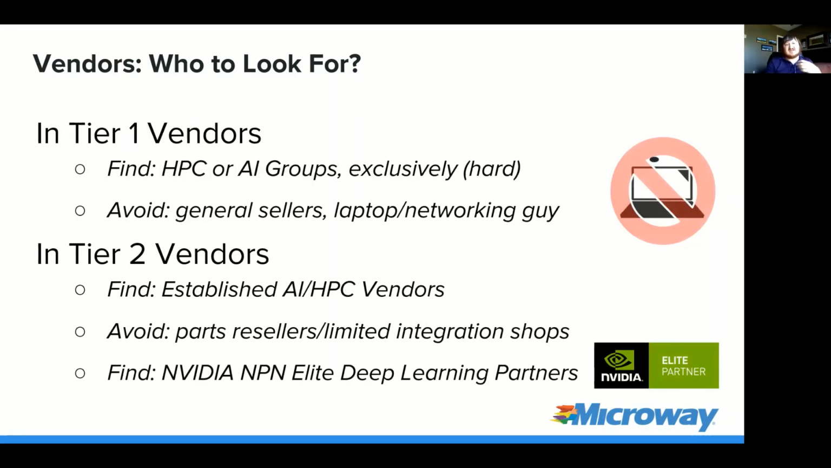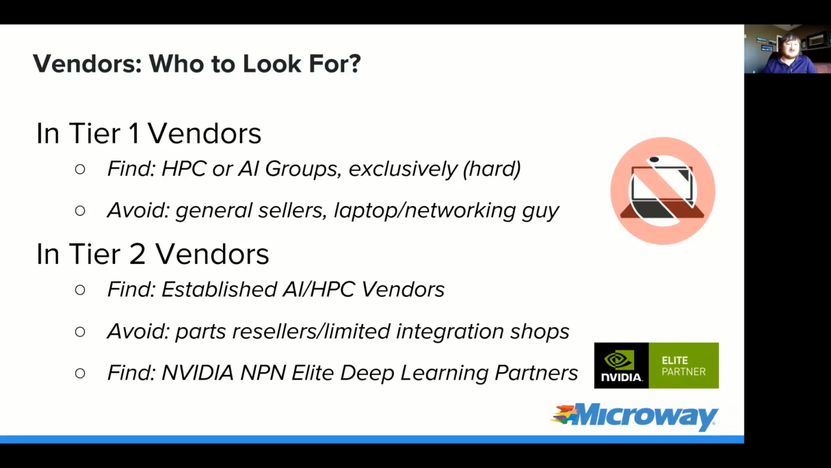So who to look for in the tier 1 vendors and in tier 2 vendors? Well, in tier 1 vendors, you want to find the HPC or the AI groups exclusively. This is really, really difficult. Tier 1 vendors, the HPEs, the IBMs, the Dells of the world, they're vast and sprawling organizations. It can be hard to identify the right HPC and AI people inside there. But if you can, you'll find they're really excellent. You want to avoid, of course, people who are general sellers of Dell stuff, for example, or HPE stuff. They may have laptop or networking type of experience. It's not going to help you when it comes to an AI hardware architecture.